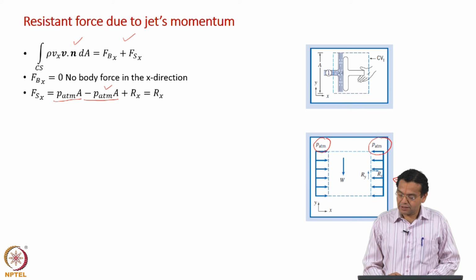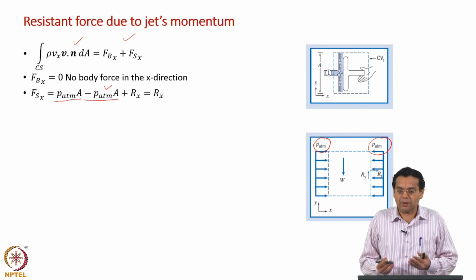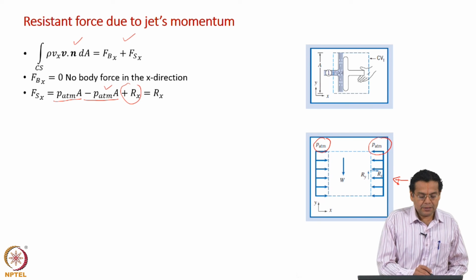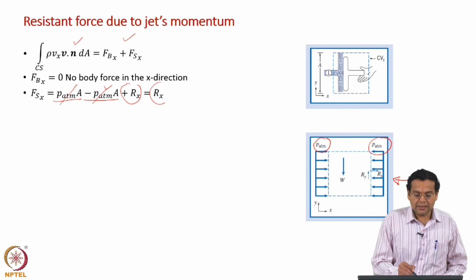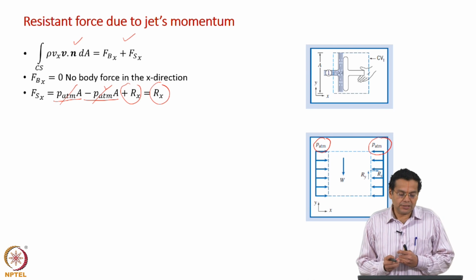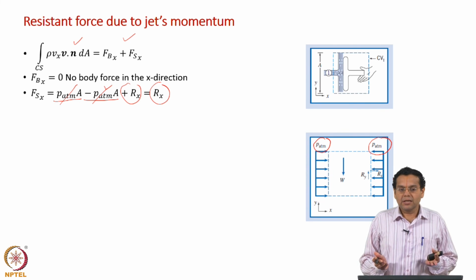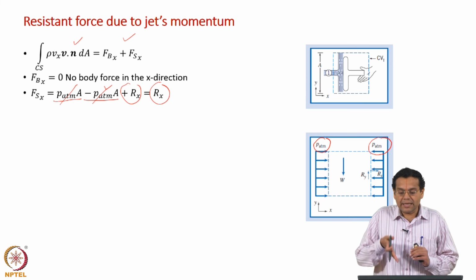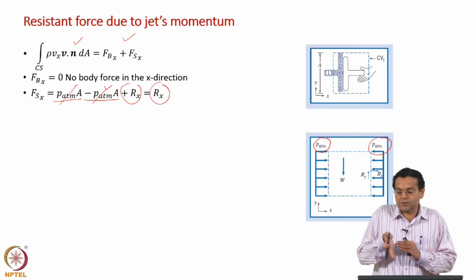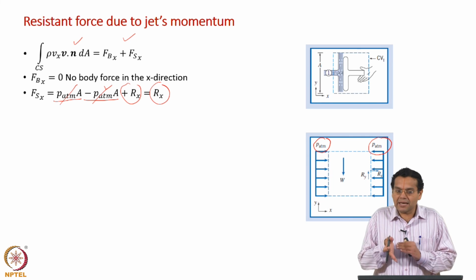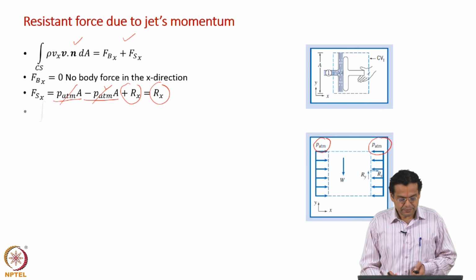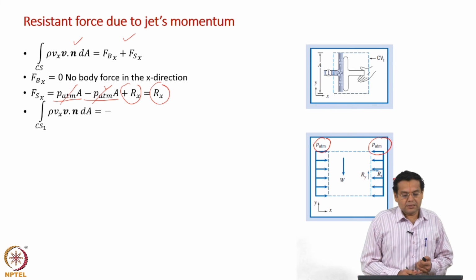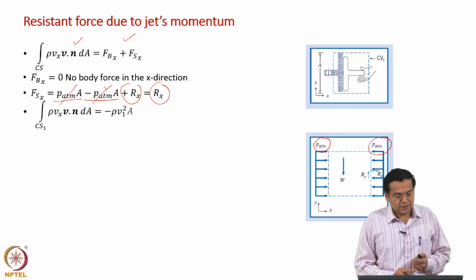Now, what is the direction of our reaction force? We have assumed it to be positive along the positive x axis, and that is why this is plus R x. These two terms cancel out, resulting in R x. So, as far as the forces are concerned, there is no body force. The only surface force remaining is that due to the x component of the reaction force exerted by our hand on the control volume.